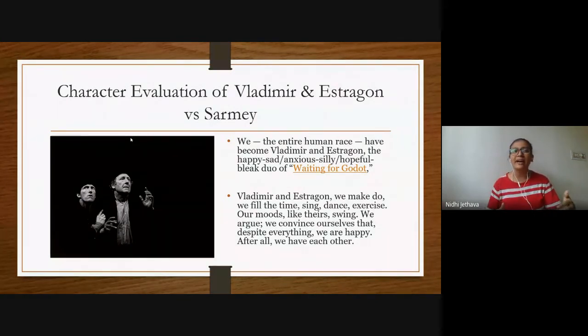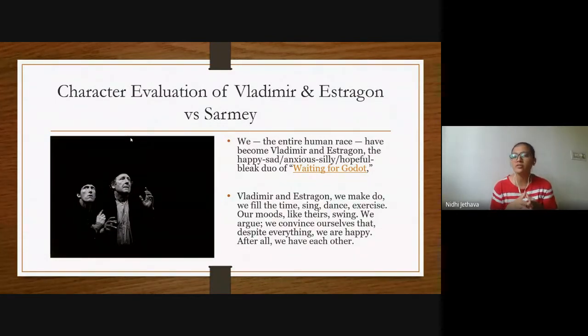So we can see that all this talk is stuck. We don't have an idea what he really wants to say. Once he starts and they repeat two sentences, on the other side he suddenly stops. So we all are Estragon and Vladimir.